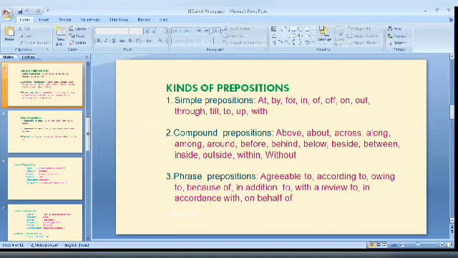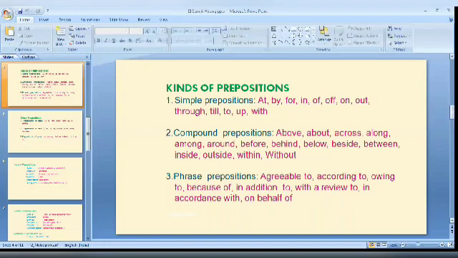And I think you are familiar with these two prepositions, inside and outside. If something is happening in the home, we generally say inside the classroom. If something happens outside, we usually say outside the classroom, like that. So this is the second type of prepositions.